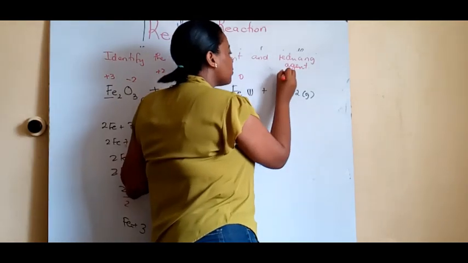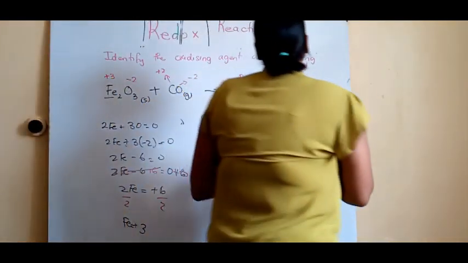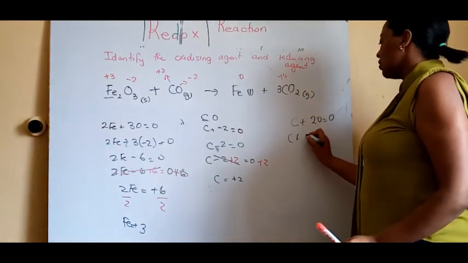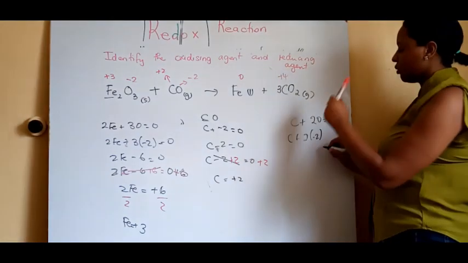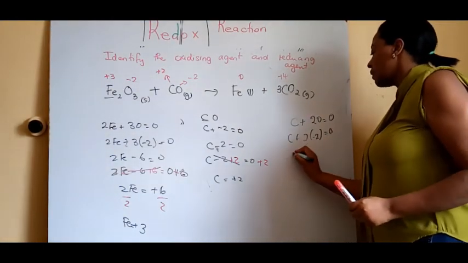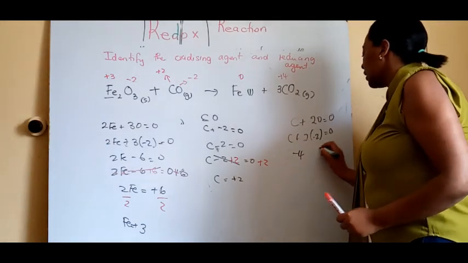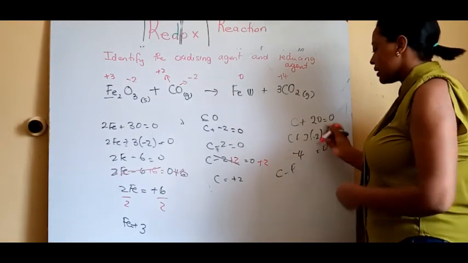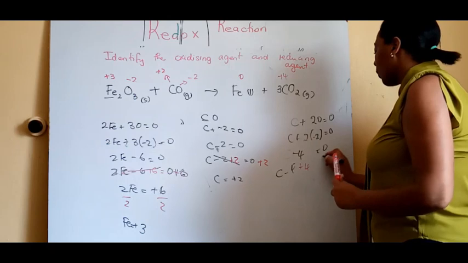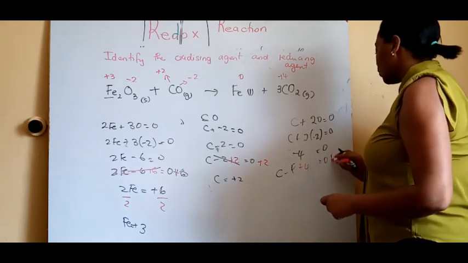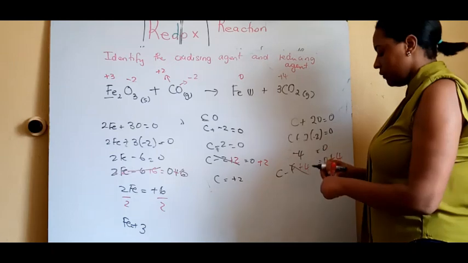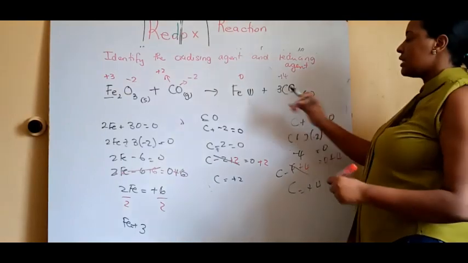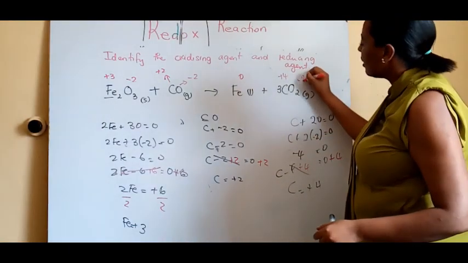In case you're confused, let me work it out for you. 1 carbon plus 2O is equal to 0. C plus 2 times -2, because the oxidation number of oxygen is always -2, equals 0. C plus -4 equals 0. We want C by itself, so we're going to add 4. What we do on one side, we must also do to the other side. So C will be equal to +4, right? So C is +4 and oxygen is always -2.